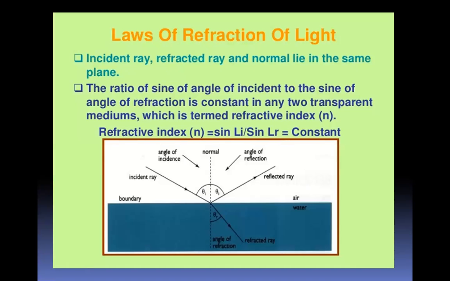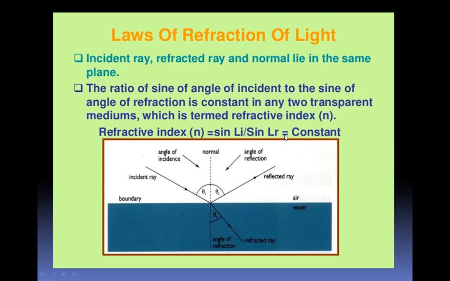We have discussed the phenomena of refraction and the laws of refraction. The first law is that the incident ray, refracted ray, and the normal all lie in the same plane. The second law, which we discussed in the previous lesson, is that the ratio of the sine of the angle of incidence to the sine of the angle of refraction is constant for any two transparent mediums, which is termed the refractive index. We have discussed it many times: it is the ratio of the sine of the angle of incidence to the sine of the angle of refraction.